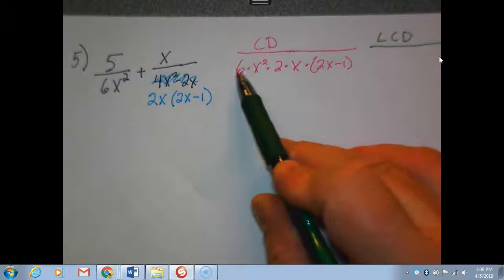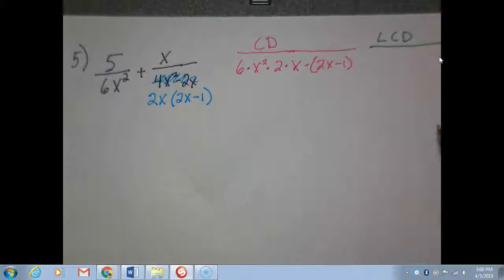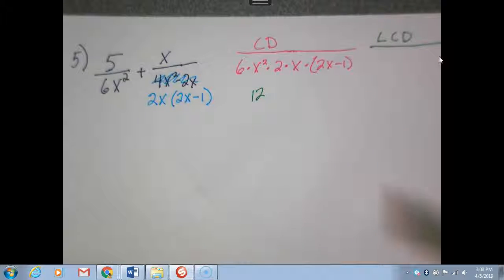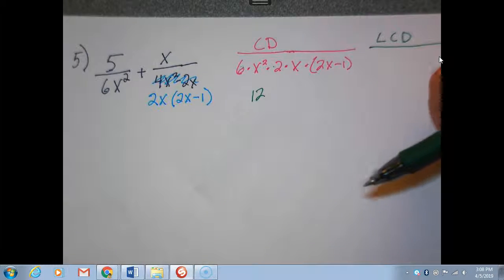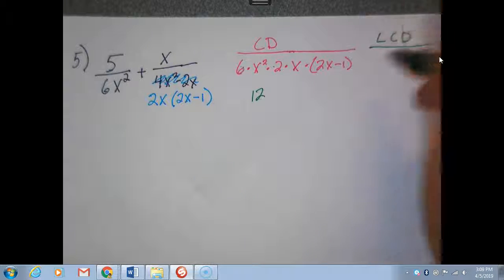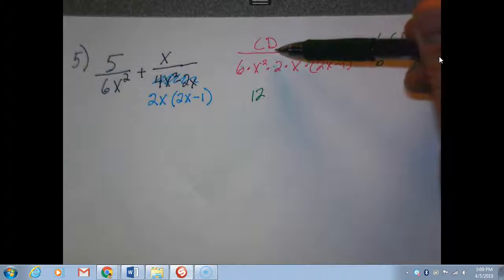Let's look at the numbers. What's the least number that 6 and 2 will divide into? 6 doesn't divide into 2. Well, normally we would have 12, right? For a common denominator. Because 12 is divisible by 6, and 12 is divisible by 2. There's a smaller number than 12. So 6 is my smaller number. The common denominator in our last problem happened to be the least common denominator. This common denominator is not our least common.